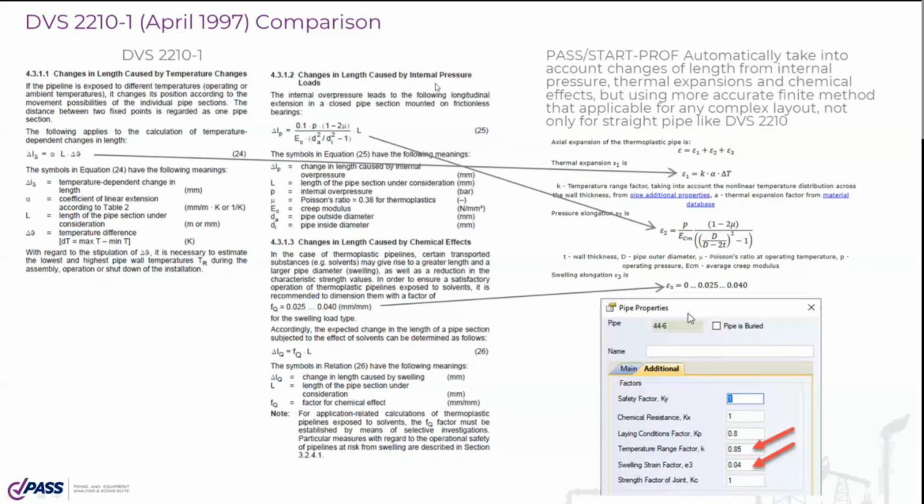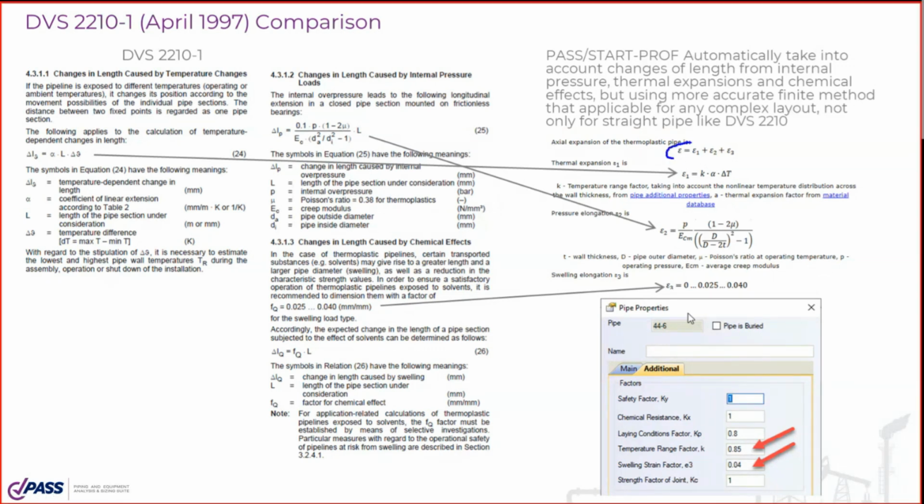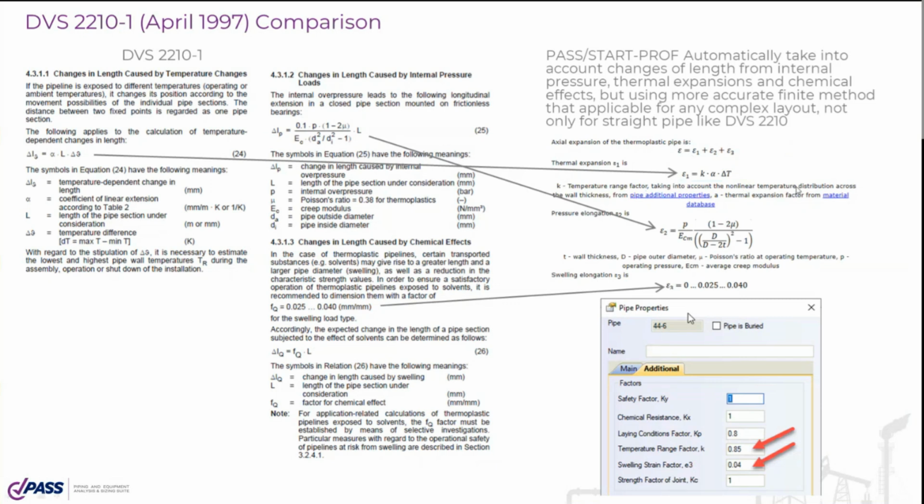Also, we should take into account the piping expansions. We calculate expansions from three factors. The first one is from thermal expansion. We calculate it like thermal expansion factor multiplied by the temperature difference, also multiplied by the special temperature range factor, which takes into account the nonlinear temperature distribution across the wall of the pipe. This is the first factor.